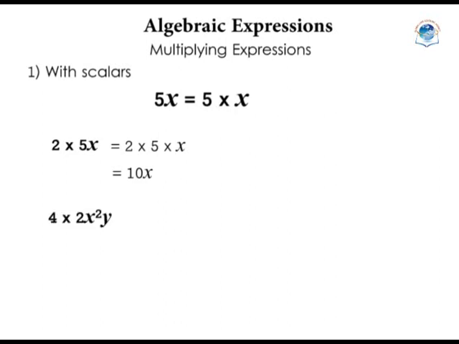4 times 2x squared y simply means 4 times 2 times x squared times y, which gives us 8x squared y. And so when multiplying an expression with a constant, it simply increases the coefficient of the term. So a half times 4x squared is equal to 2x squared.